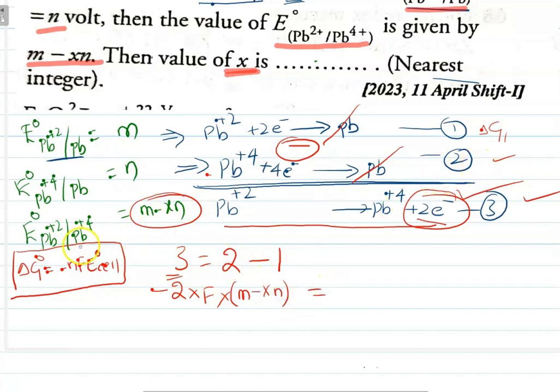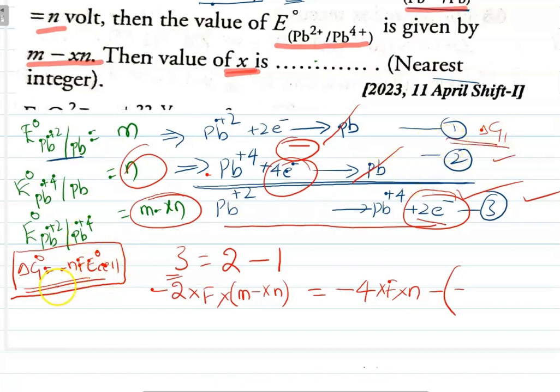Now for equation number 2, you apply the same thing. Here the number of electrons is 4, so it is minus 4 into F into E naught cell, where E naught cell is N. For the first equation, delta G is minus NF of E naught cell, minus, with N equal to 2 into F into E naught cell. E naught cell is given as M. If you solve these terms, you will get the answer.